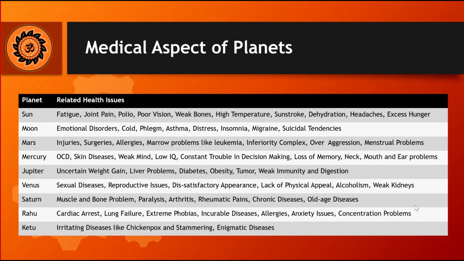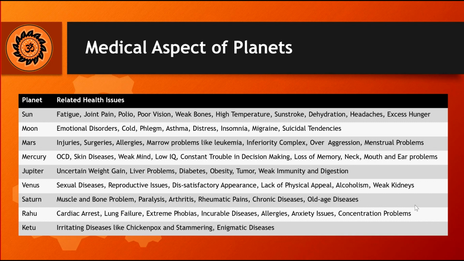Ketu, because it's the planet of separation, isolation, it will give the diseases that will separate you from others. It will cause some distance between you and others. So just like chicken pox, when you have chicken pox, you have to maintain a distance from people. Stammering, if you have any friend who stammers, you would have realized, or even if you don't have, you might have noticed that people who stammer, usually other people make fun of them, and they have to maintain a distance from other people. So such diseases which make a person separated or isolated are all related to Ketu.